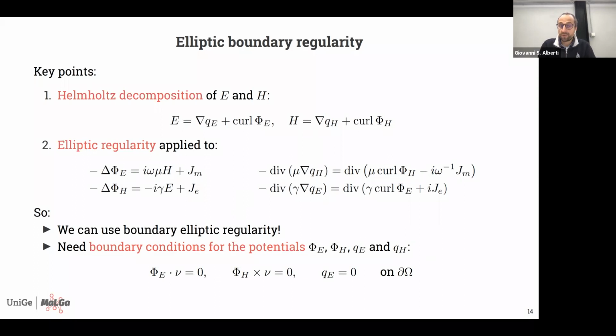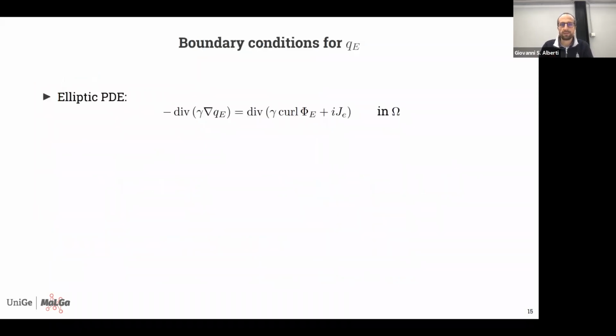Well, for free, the Helmholtz decomposition, if we apply it with boundary conditions, gives me these 3 boundary conditions. So this is telling me that the normal component of phi E is 0, the tangential component of phi H is 0, and QE is 0 on the boundary. So these are the 3 boundary conditions I have. Here, apparently, I have many more solutions, so I have to see how to obtain all the other boundary conditions I need. So let's start from QE.